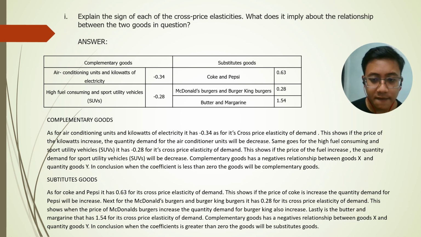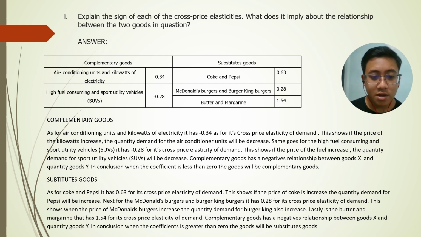This shows that if the price of kilowatts increases, the quantity demanded for air conditioner units will decrease. The same goes for the high fuel consuming sport utility vehicle, SUV, which will also decrease. Complementary goods have a negative relationship between the price of good X and the quantity demanded of good Y.